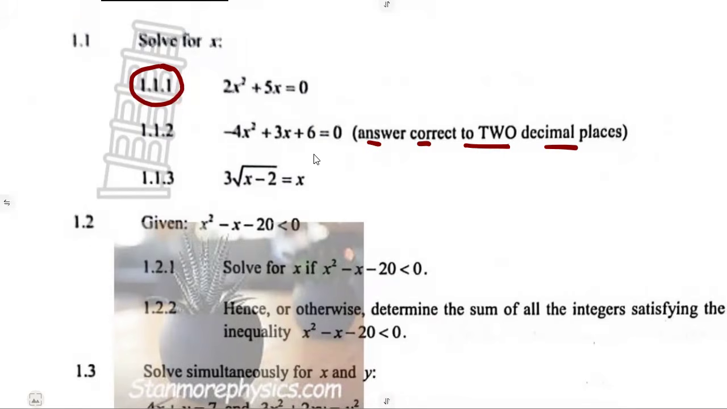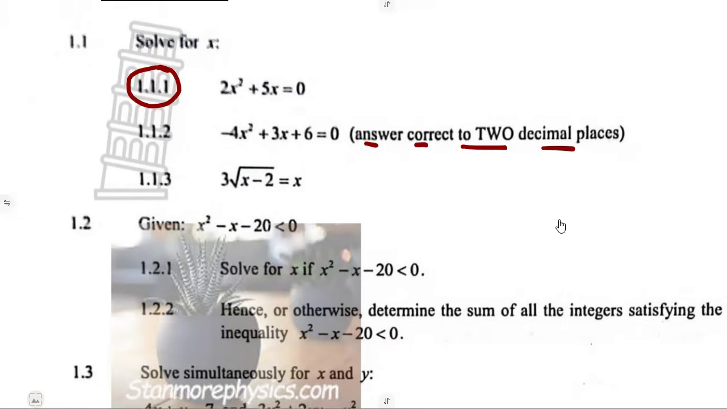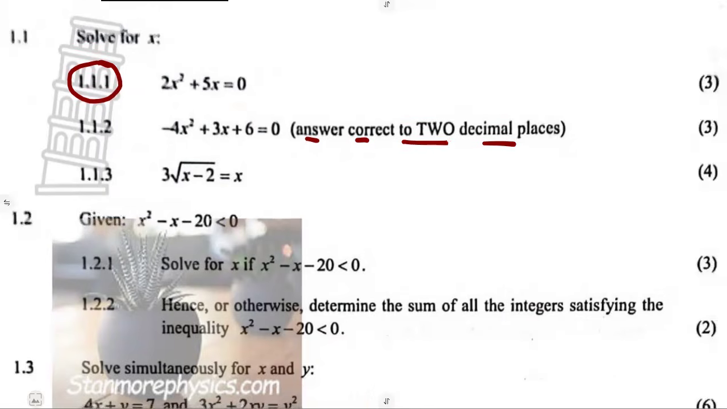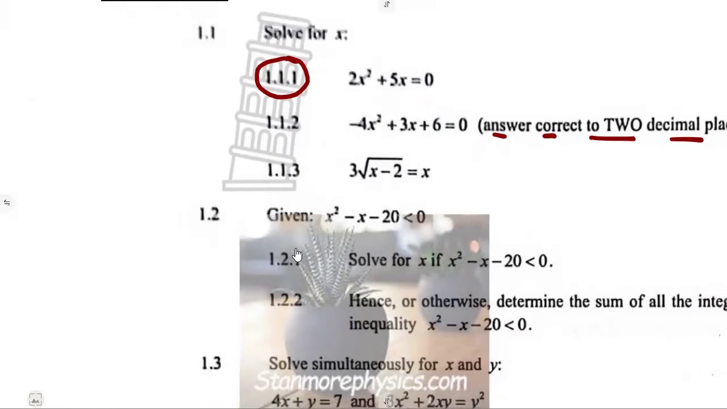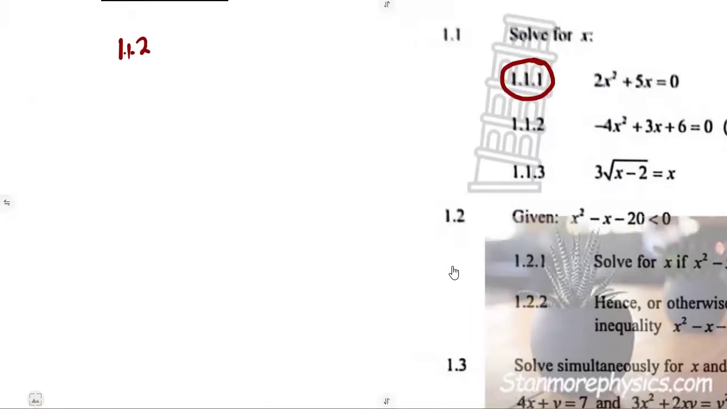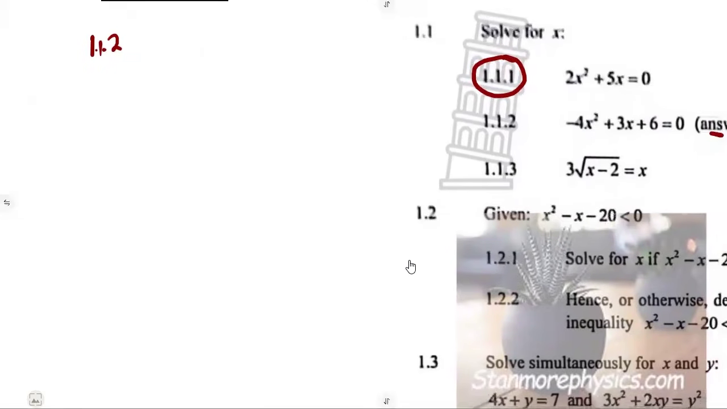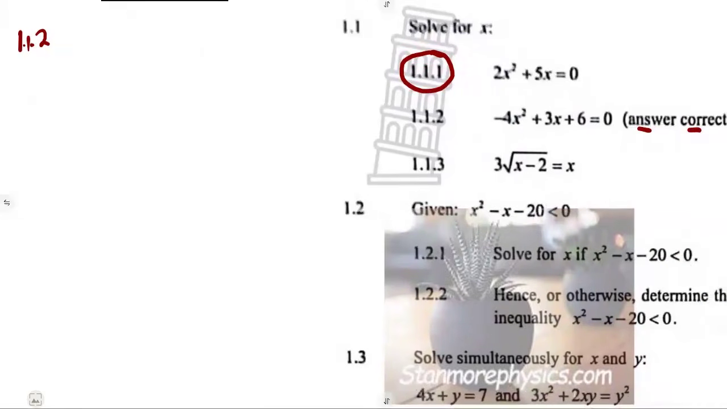Once you're given instruction to 1 decimal place or 2 decimal places, they actually know that the answers you're going to have there are not exact answers, meaning we do not have the factors that we can use for our factorization. So in this case, we are supposed to use our quadratic formula for 3 marks. We can also use the completing the square method, where the quadratic formula is used.